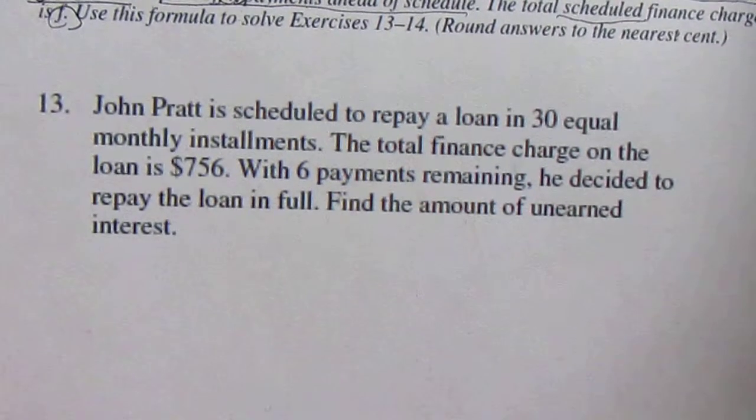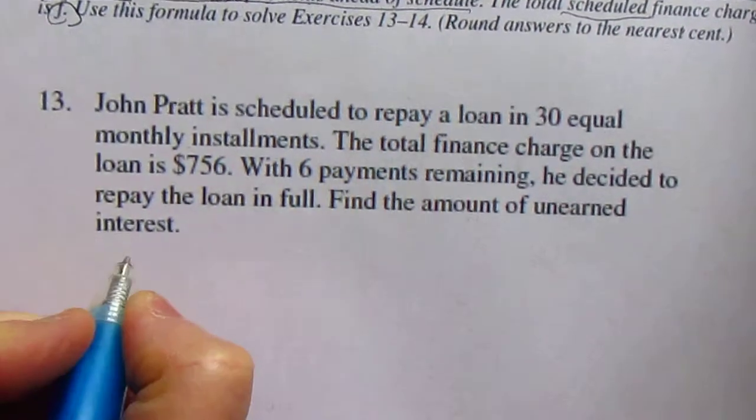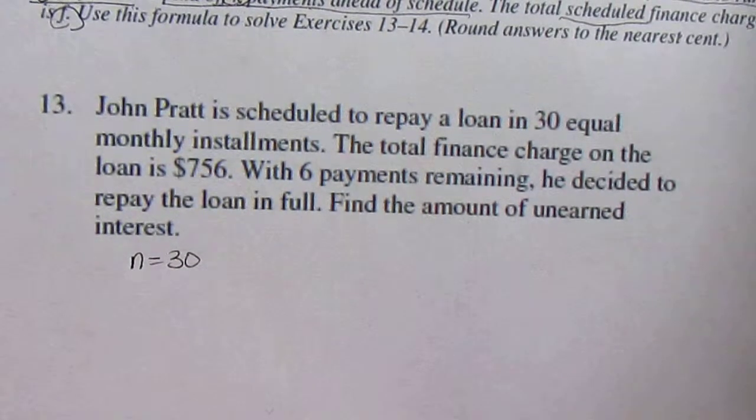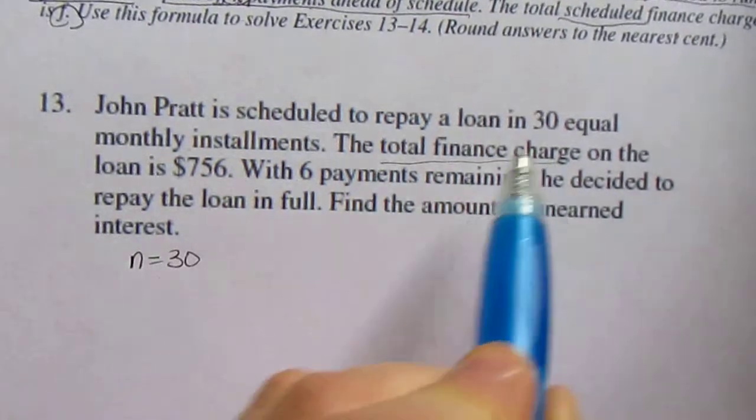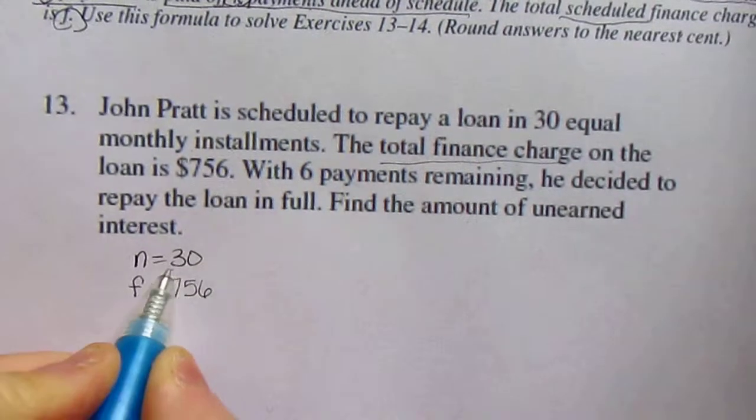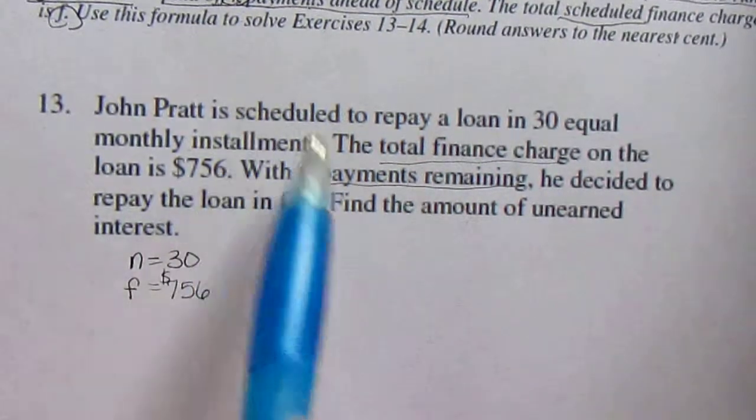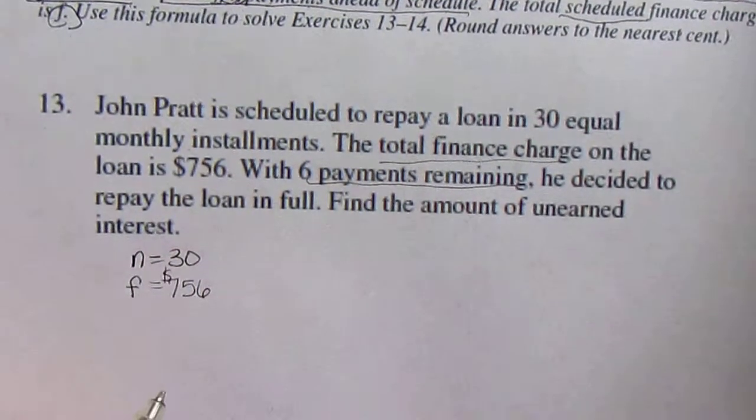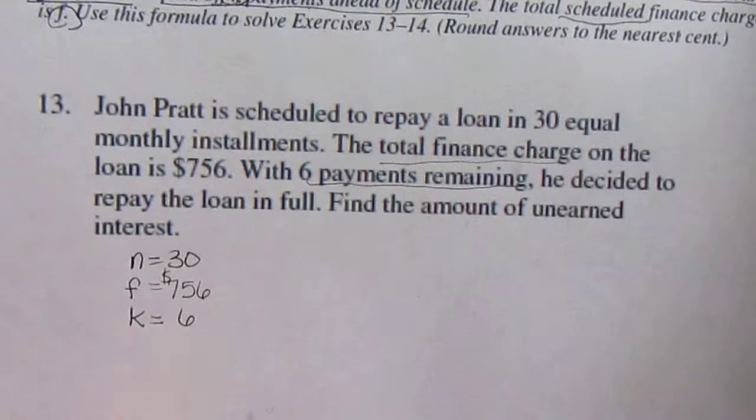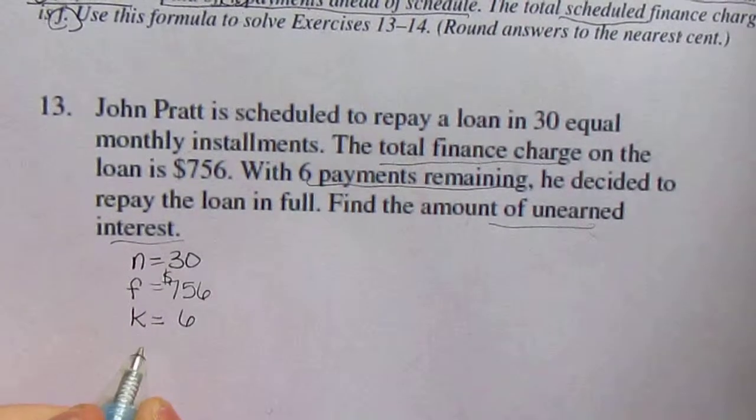So we have John Pratt is scheduled to repay a loan in 30 equal monthly installments. I see that N equals 30. Let me keep going. The total finance charge of the loan is $756. So that's the variable F. With 6 payments remaining, K is the payments ahead of schedule, so he's got 6 to go. He's going to be paying it off 6 months early. He decides to repay the loan in full. Find the amount of unearned interest, and that's U.